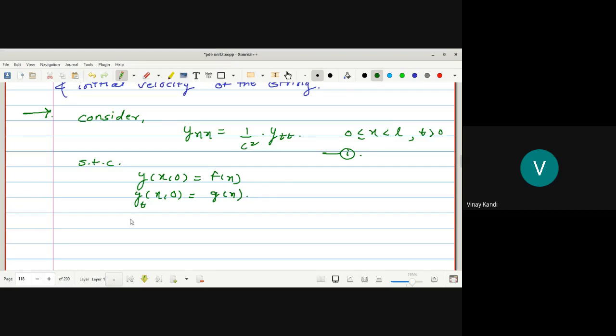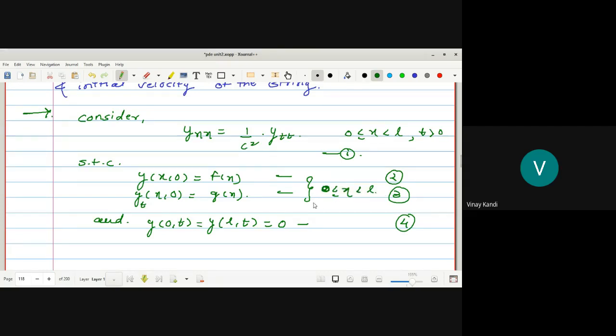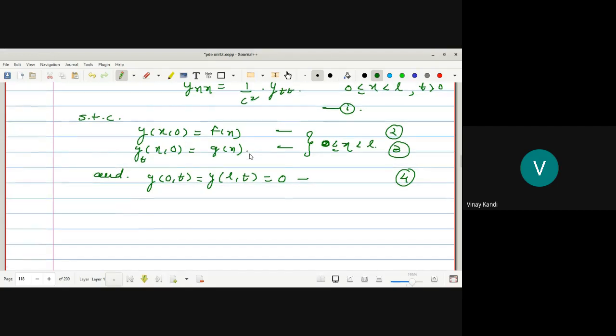And y of 0,t is equal to y of L,t is equal to 0. Give it, this is equation number 2, this is equation number 3, and this is equation number 4, where x is running between 0 to L. Okay, all this is given to us.